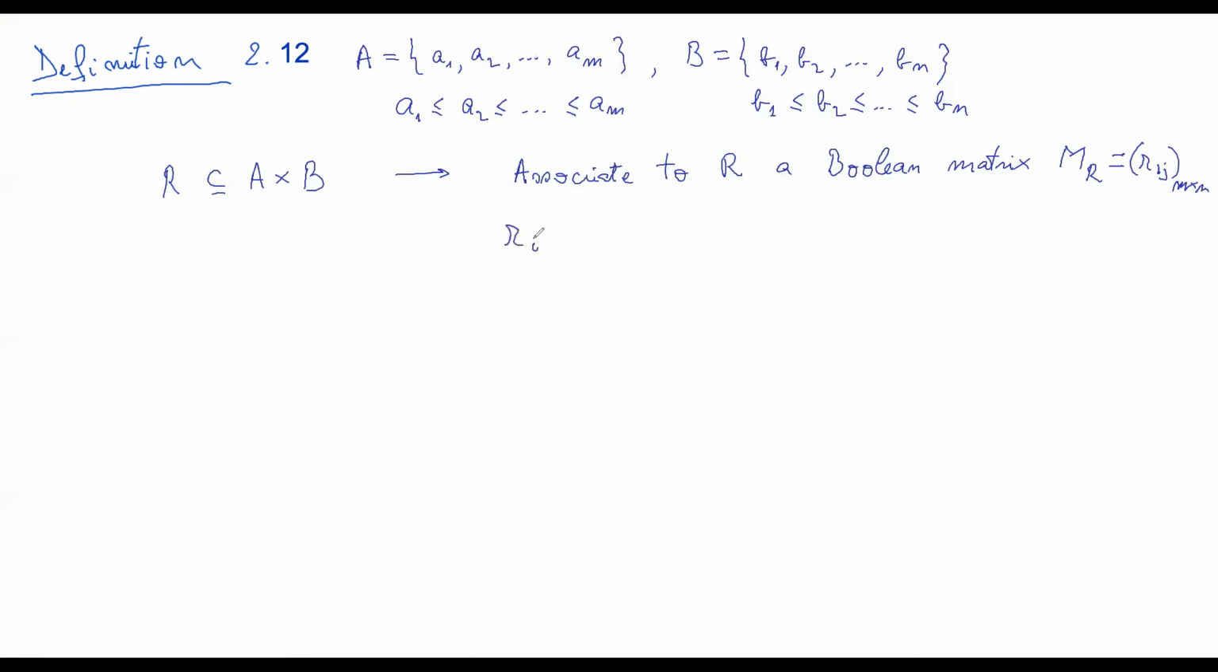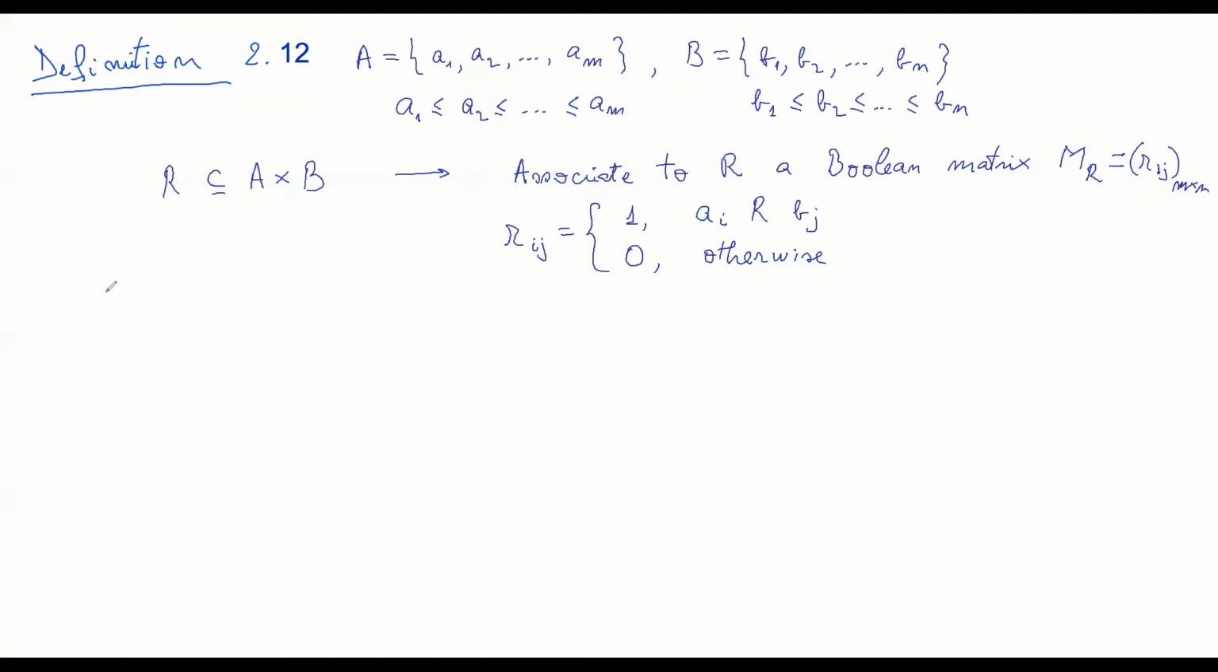And the elements are defined like this. Rij is going to be 1 if element Ai is in relation R with element Bj. So if the ith element of A is in relation R with the jth element of B, I'm going to denote that by 1 on position ij of this matrix. And if they are not in a relationship, then I'm going to denote this by 0. And I hope it's clear to you that just by writing this matrix, I'm essentially enumerating all the pairs (a, b) that make up the relation R.